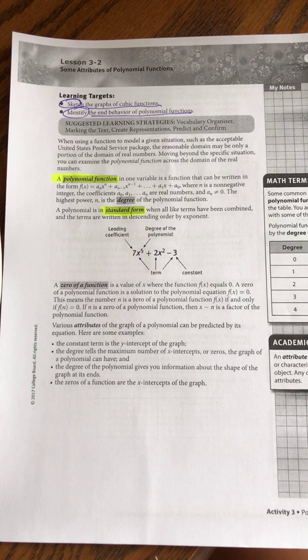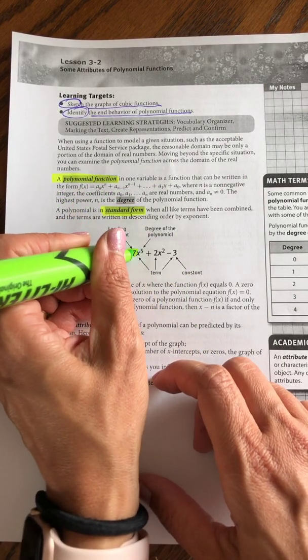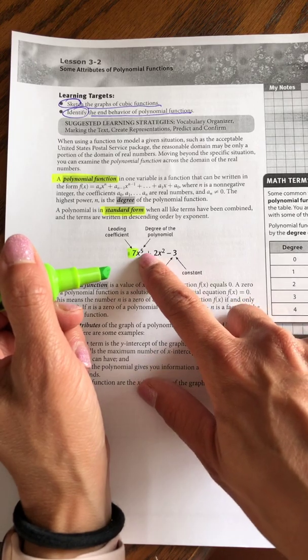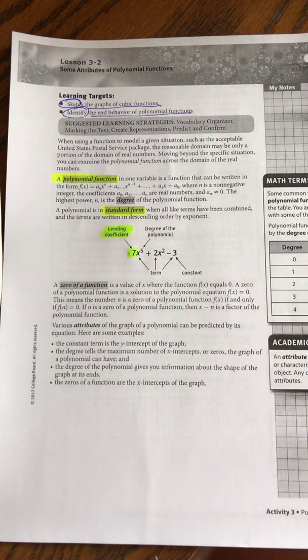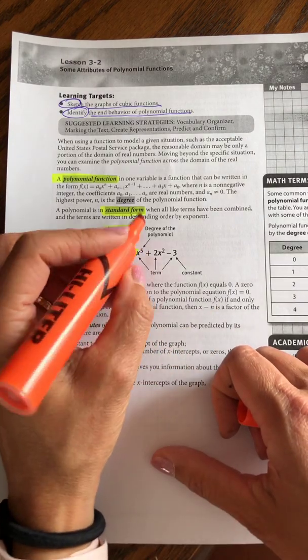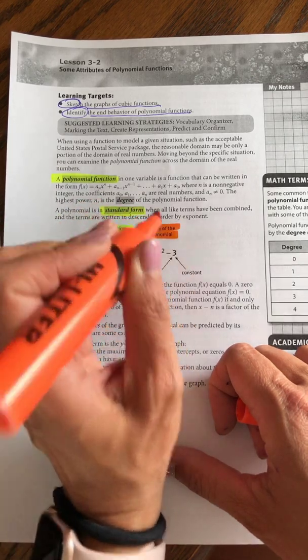So, for instance, we have our leading coefficient. The leading coefficient is the number in front of the highest degree term. The highest degree in this polynomial is the 5th degree, so there's our leading coefficient. The degree of the polynomial has to do with the highest degree of the polynomial. So the highest degree is this 5. So this is a 5th degree polynomial.